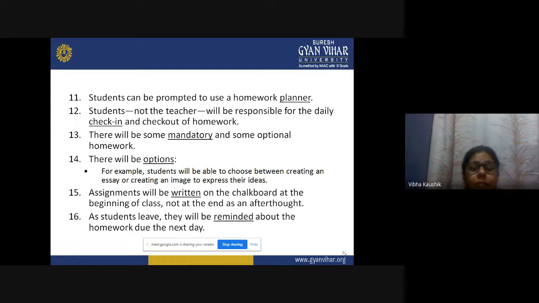As students leave, they will be reminded about the homework due the next day. As the students leave the class, they will be reminded that they have to do this particular assignment.